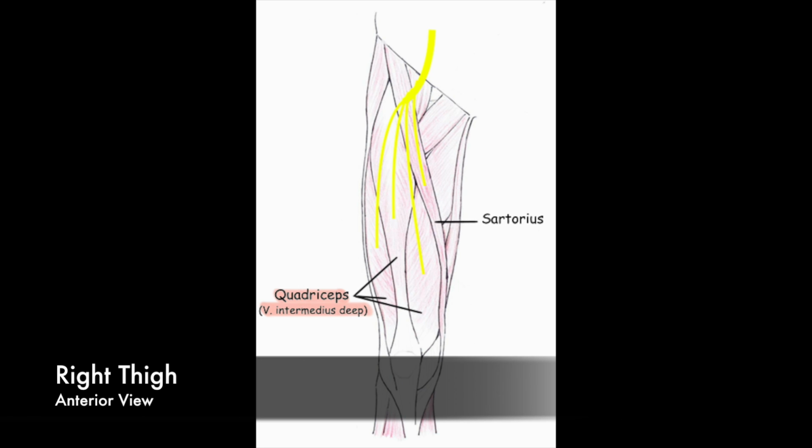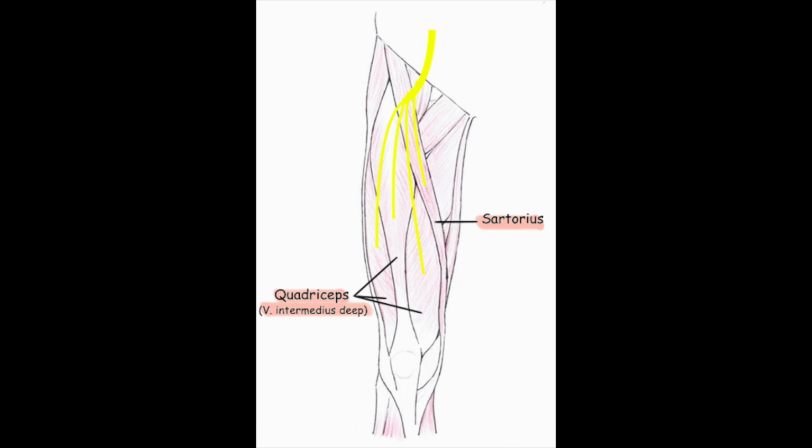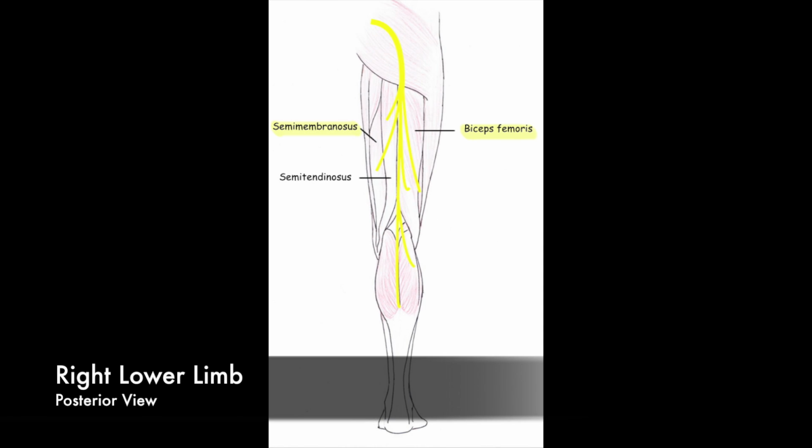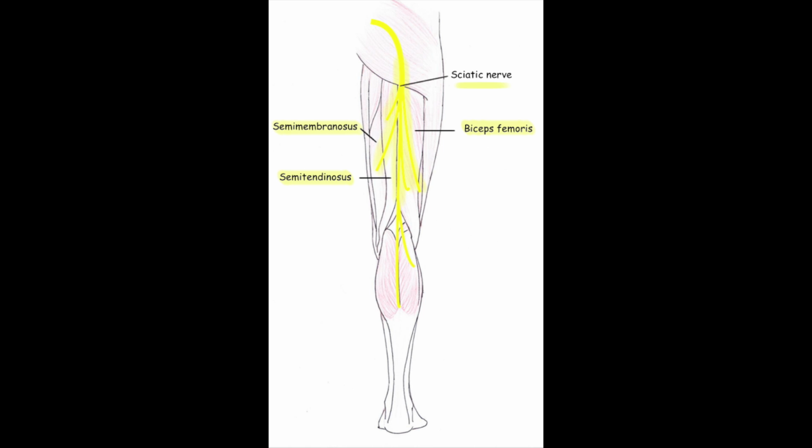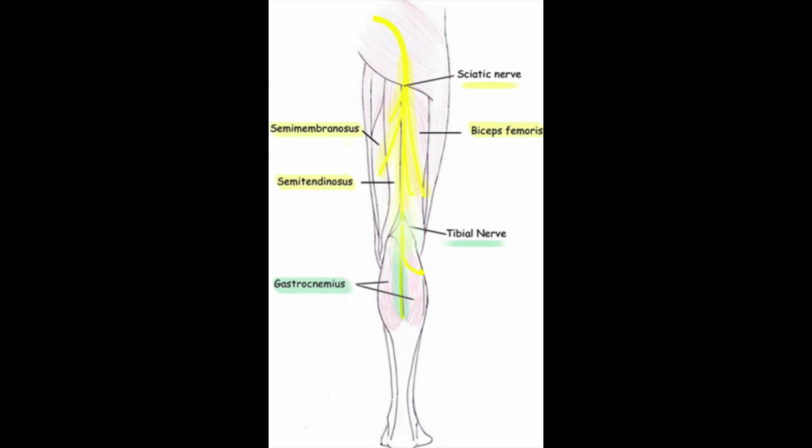The four quadriceps femoris muscles and sartorius are innervated by the femoral nerve. Biceps femoris, semimembranosus, and semitendinosus are innervated by the sciatic nerve. Gastrocnemius is innervated by the tibial nerve, a branch of the sciatic nerve.